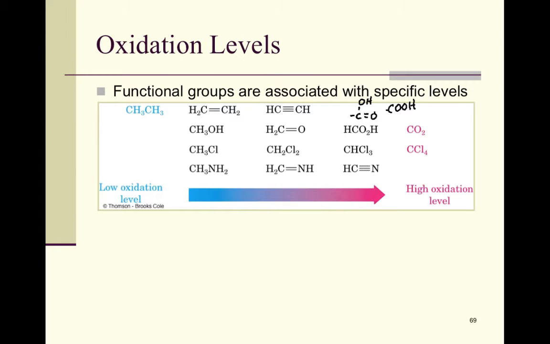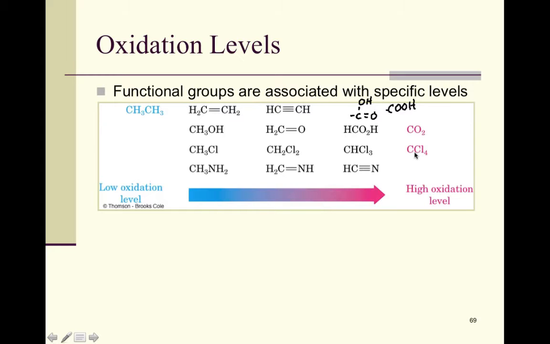Oxidation levels. Functional groups are associated with specific levels. As we go across this chart here, the thing that has the highest oxidation level would be carbonyl. Remember, this is a carbon double bonded to two different oxygens. And then we also have carbon bonded 4 times. It's 4 different chlorides, but it is bonded 4 times to chlorine. So both of these are highly electronegative.